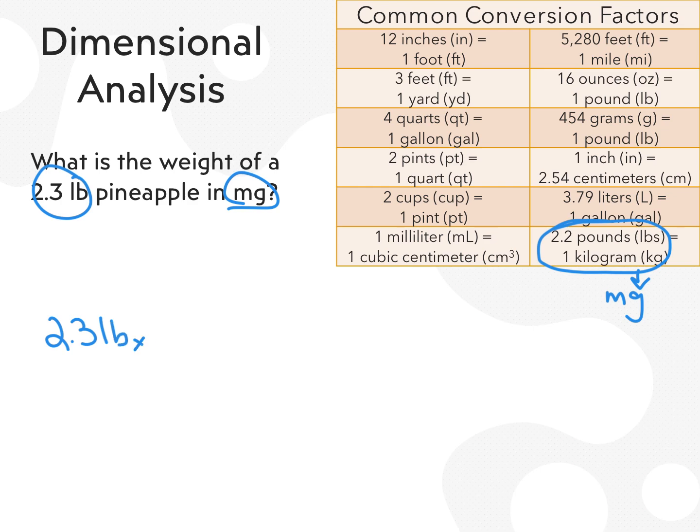I'm going to multiply by a conversion factor with the unit I'm getting rid of on the bottom, the unit I am looking for on the top, and equivalent amounts between them. So there's 2.2 pounds for 1 kilogram, so I'm going to write 2.2 pounds for 1 kilogram. I'm just filling in the equivalent amounts from the chart. Trick is that's kilograms, and I don't actually want kilograms, I want milligrams.